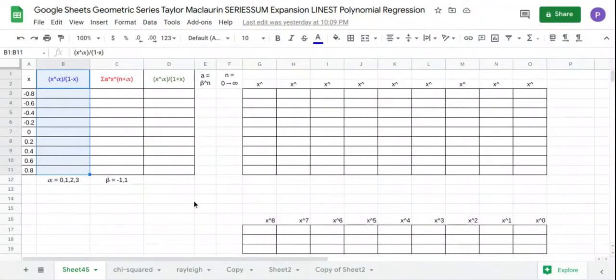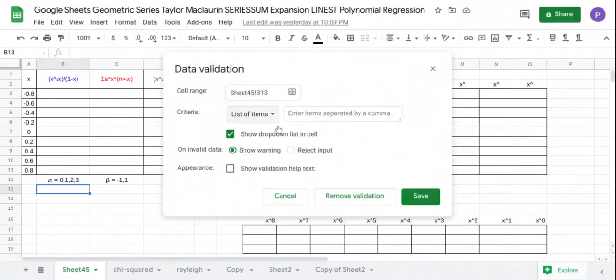In this video, we'll generate the trendline and trendline polynomials of the geometric series. Here we have a geometric series, which is x to the power alpha over 1 minus x. Our alpha will be data validation, list of items 0, 1, 2, and 3.